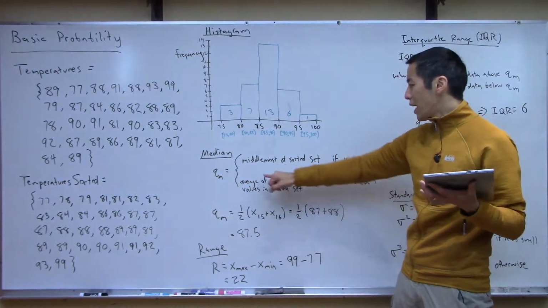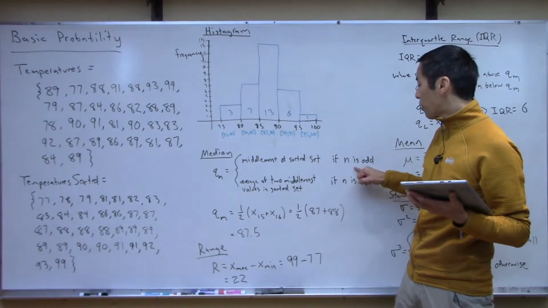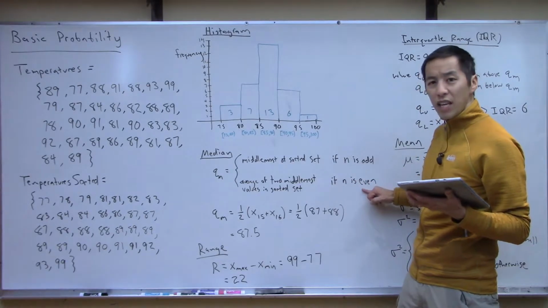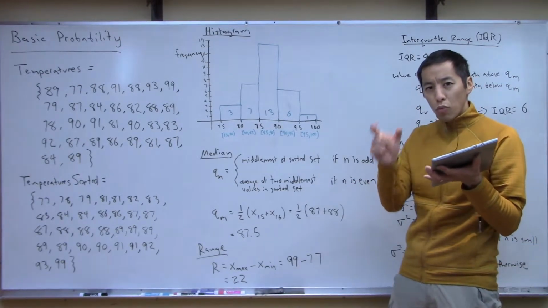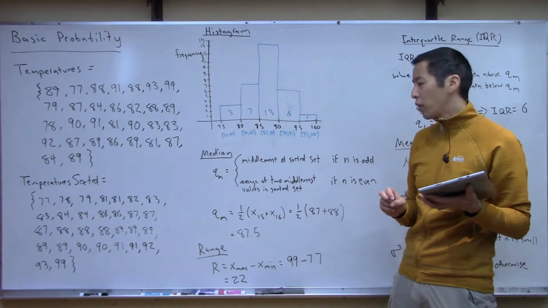The median is literally the middlemost data point of this sorted data set if the number of samples you have is odd. But if it's even, there isn't an actual, direct middle sample. So instead what we're going to do is take the average of the 2 middlemost points in that case.